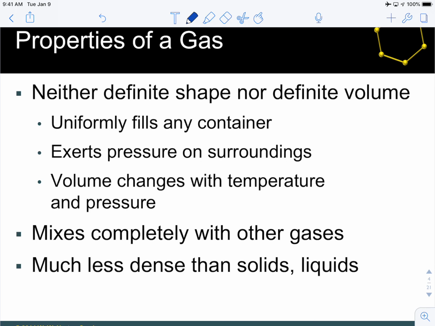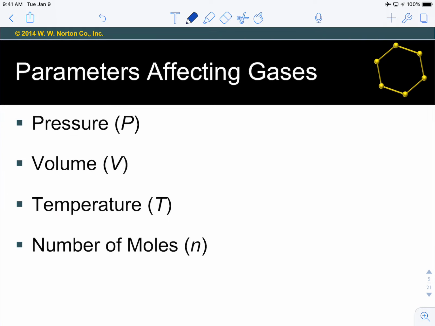Most of you know the simple properties of gases. They don't have definite shape nor definite volume. They'll just fill any container. They mix completely with other gases. They're much less dense. The distance of separation between gas molecules is huge. The interaction between individual gas molecules is incredibly small compared to liquids and solids. Those types of things are pretty common to us.